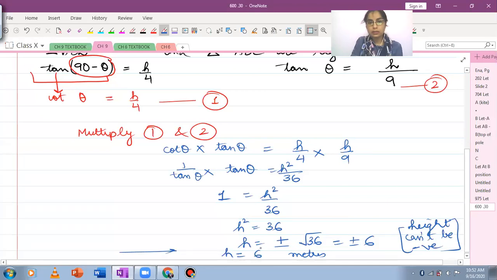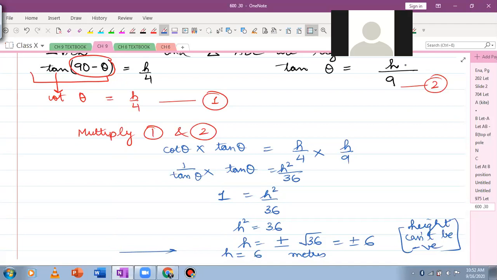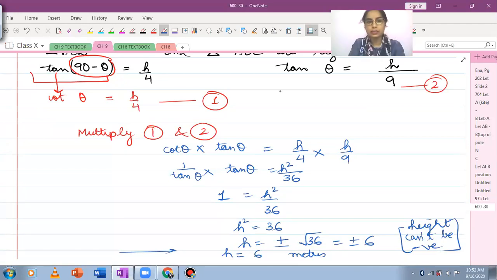I hope it's clear. You can just go through this and just solve it. Actually, no need. If you want, I can just send a screenshot of this to you in the group. There's no need to write this down.